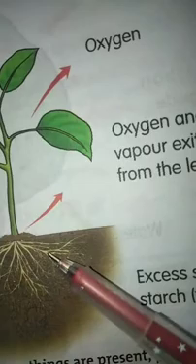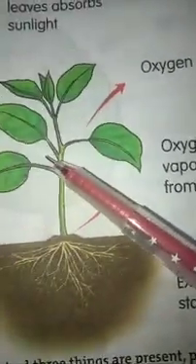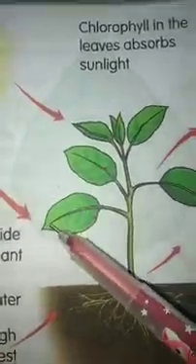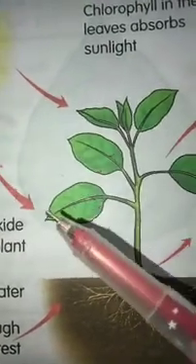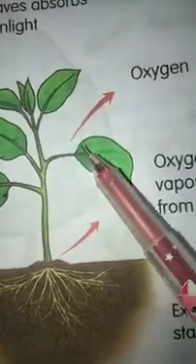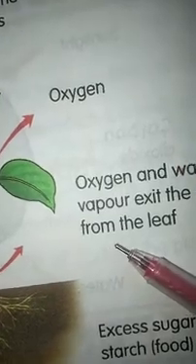Water is absorbed from the soil by the root hairs and reaches the leaves through the stem. When carbon dioxide and water combine, they form a simple sugar and oxygen. The sugar is stored in the parts of the plant as food, and the oxygen is given out through stomata. So oxygen and water vapor exit the plant from the leaf.